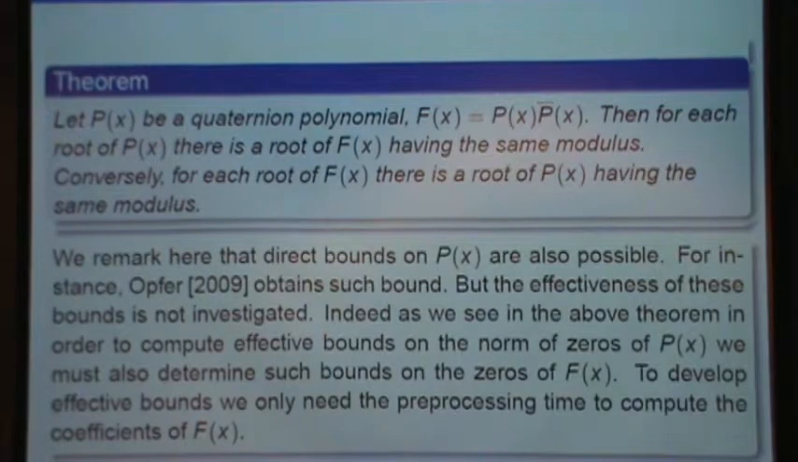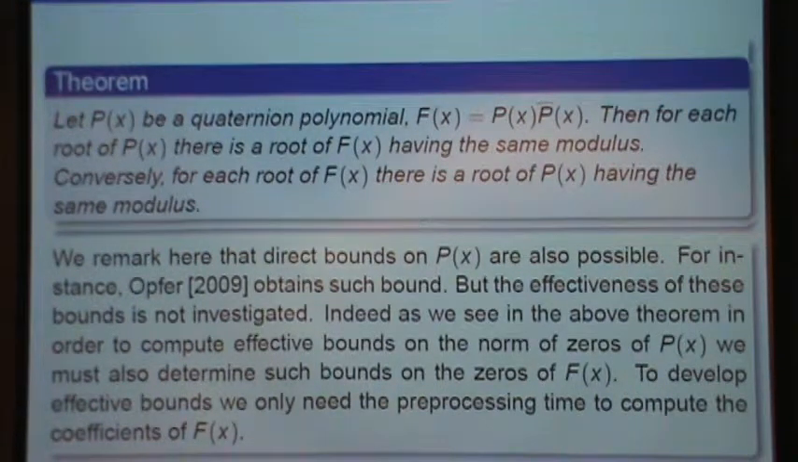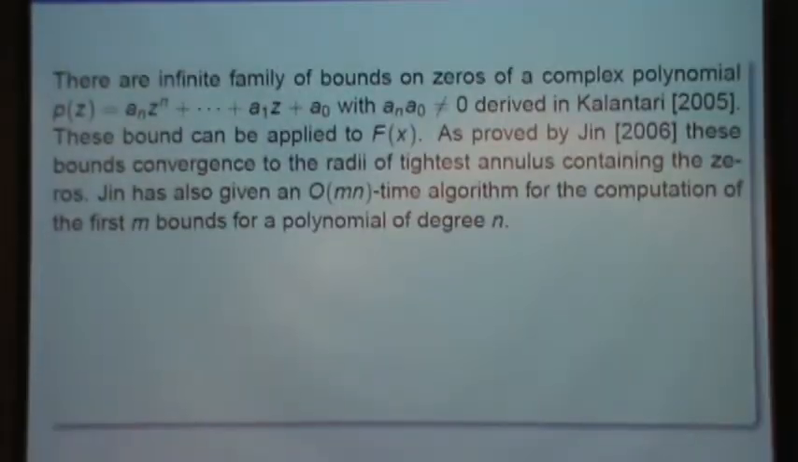In fact, you do find in the literature, people try to find bounds, but they seem to not use this connection. For instance, even in 2009, there is a direct bound on p of x. And really, what this result says is that to have effective bounds on the roots of p of x, you must have effective bounds on the roots of f of x. But to compute f of x is no big deal. We just need a pre-processing of multiplying coefficients. It can be done, of course, efficiently.